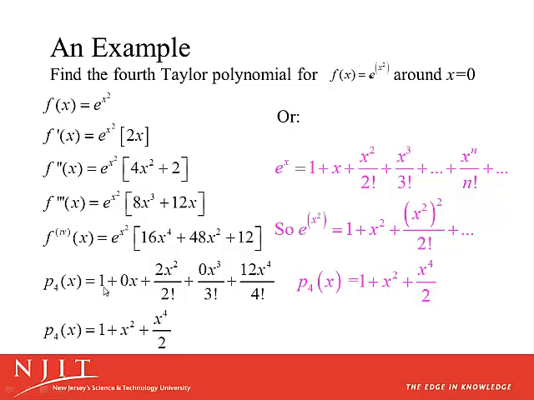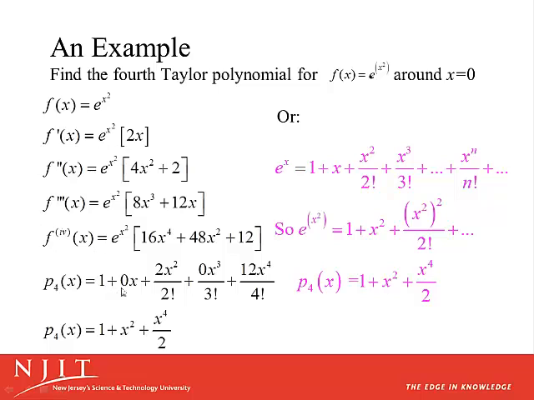And we would get f of 0 is 1, f prime of 0 is 0, f double prime of 0 is 2, f triple prime of 0 is 0. The fourth derivative of f at x equals 0 is 12. And we just plug into the Taylor series formula, and we get 1 plus x squared plus x to the fourth over 2. Now that takes a little while to do because we have to find so many derivatives.